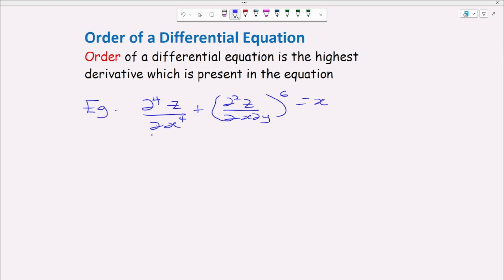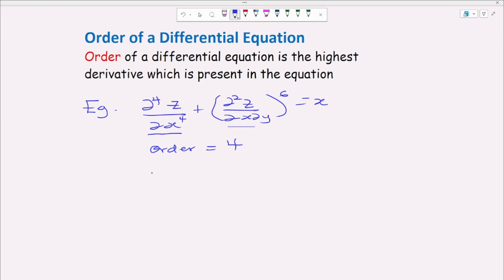Now, when we have this, and we are being asked for the order, looking at this one, we can see that here we've differentiated how many times? 4 times. And here, the differentiation has been done how many times? 2 times. Which one of them is the highest? The one differentiated 4 times is the order of the differential equation. It determines the order. So here, the order of this differential equation is 4.